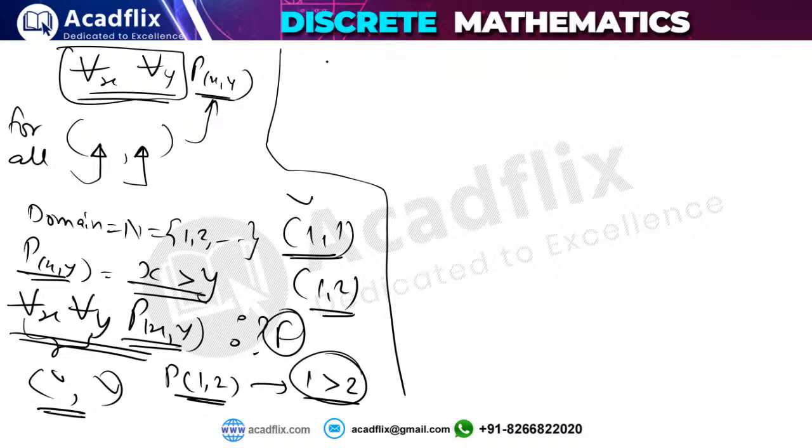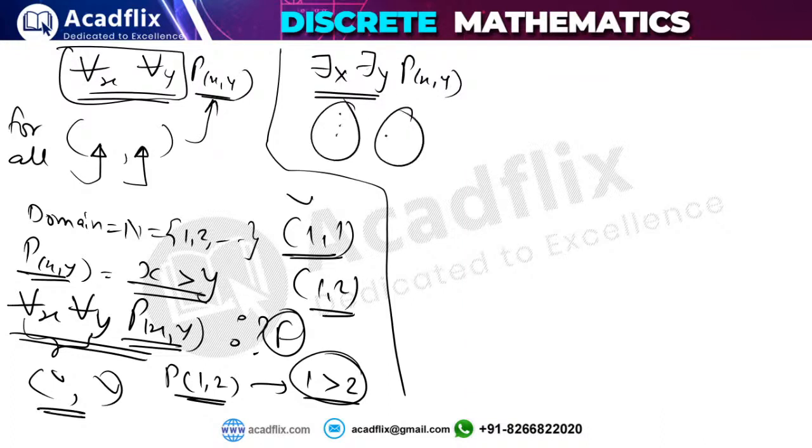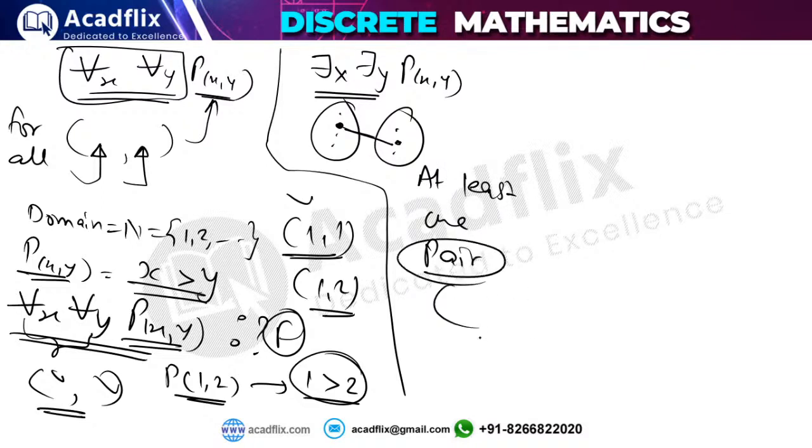Okay, so let's see the next thing. The next thing is there exists x, there exists y, pxy. What is it saying? It is saying that in the domain there exists an element, meaning for at least one pair. I only need at least one pair. For at least one pair this must be true.